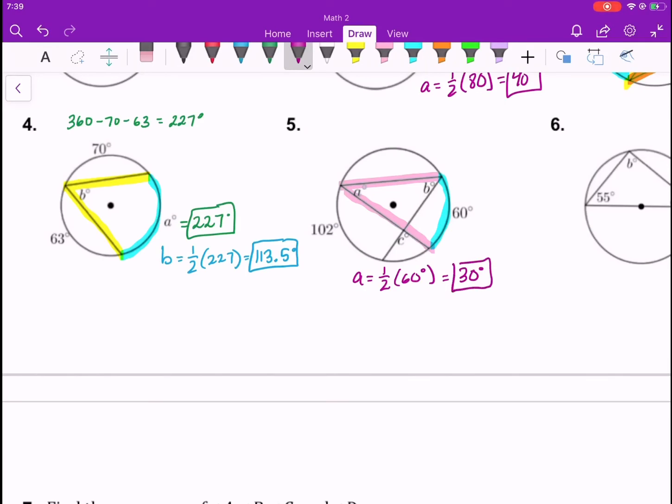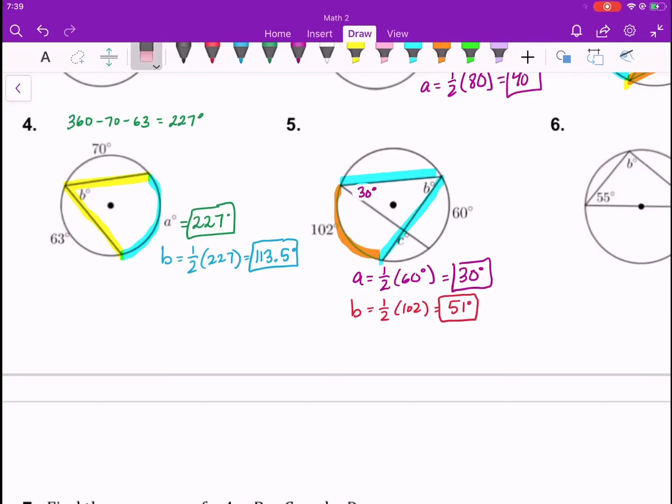In fact, I'm going to go ahead and clean that picture up. I'm going to put 30 degrees right there because it's going to be helpful later. Okay, let's do our B. The inscribed angle B right here is shown as drawn, and this is our intercepted arc. So B should be 1/2 of 102 degrees, which would be 51 degrees.